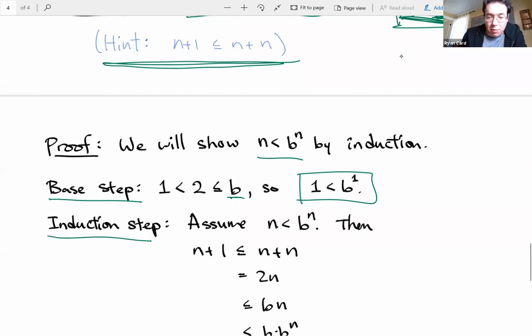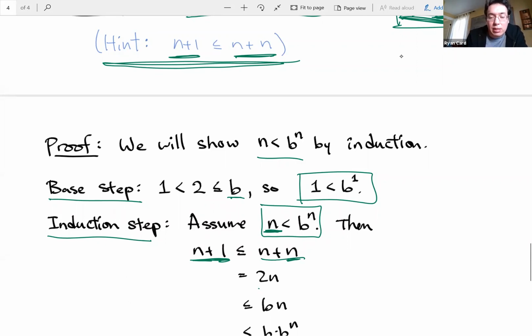Let's do the induction step. For the induction step, you take for granted that this is true at step n, and we're going to use this fact to prove a similar formula for n plus 1. So instead of n, I want to start with n plus 1. Let's start there. And then here I'm going to use the hint: n plus 1 is less than or equal to n plus n for any natural number n. So I'm going to replace 1 with something that's possibly bigger, n.